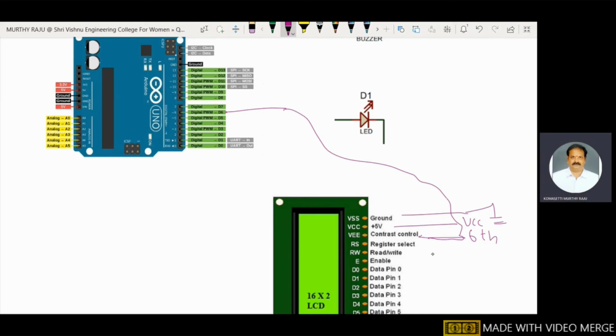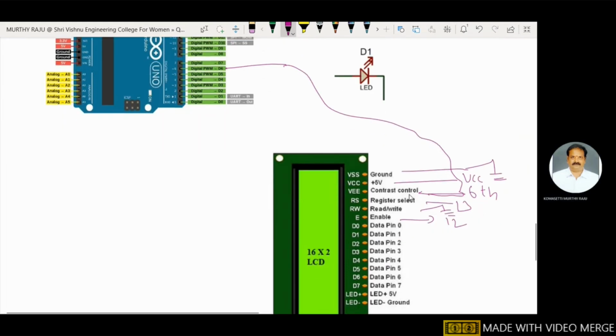Register select is connected to the 13th pin. The read write pin is connected to ground. The enable pin is connected to 12. This is the digital 13th pin for register select, and the digital 12th pin is for enable.